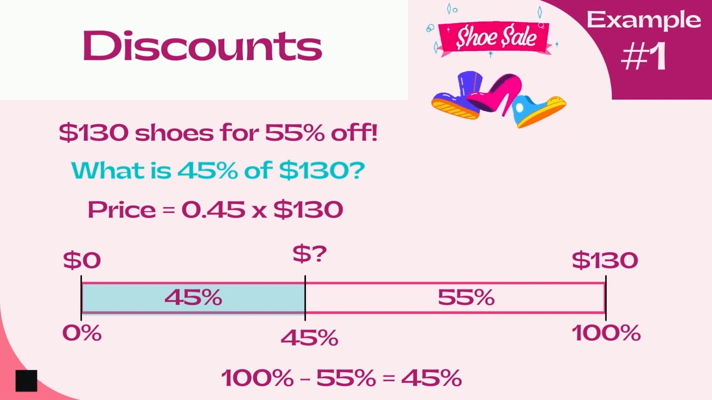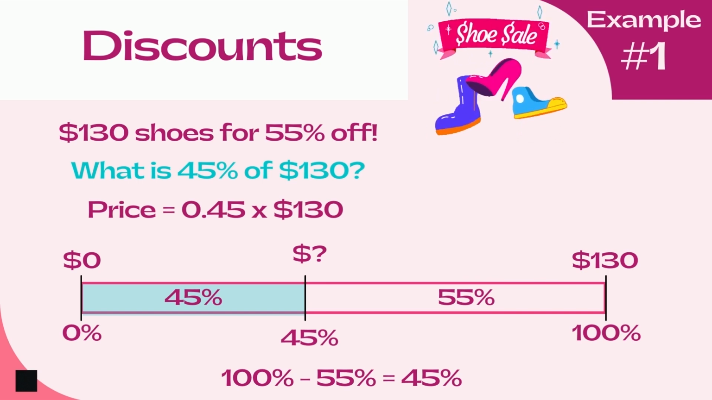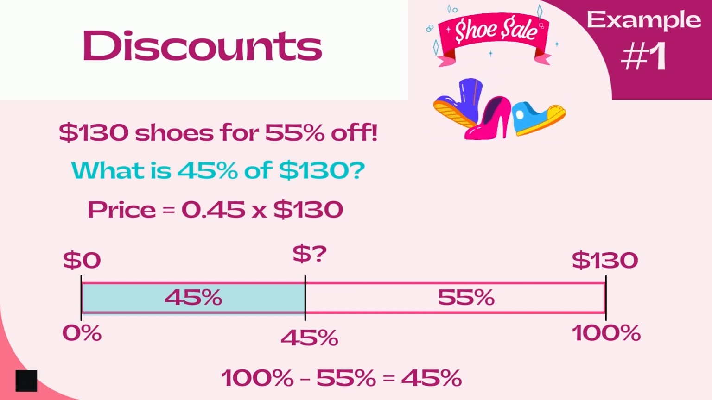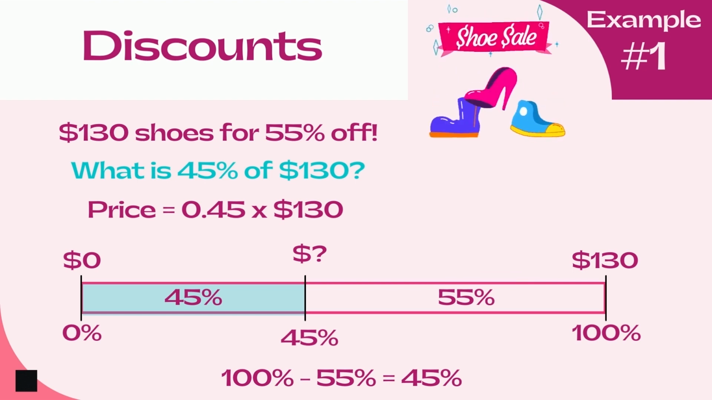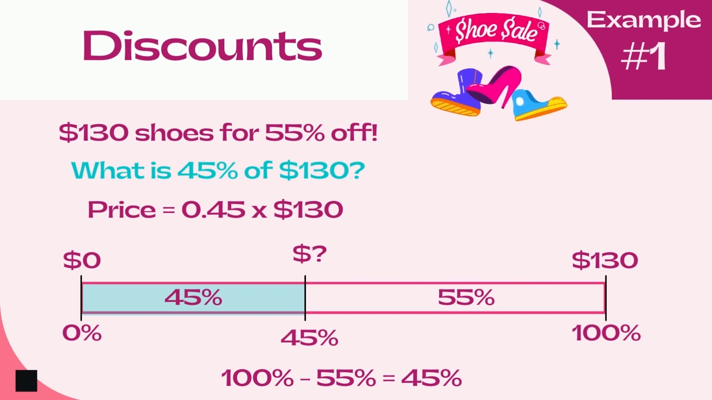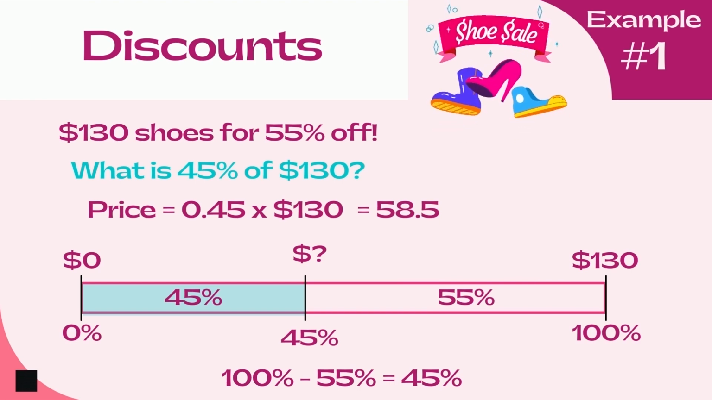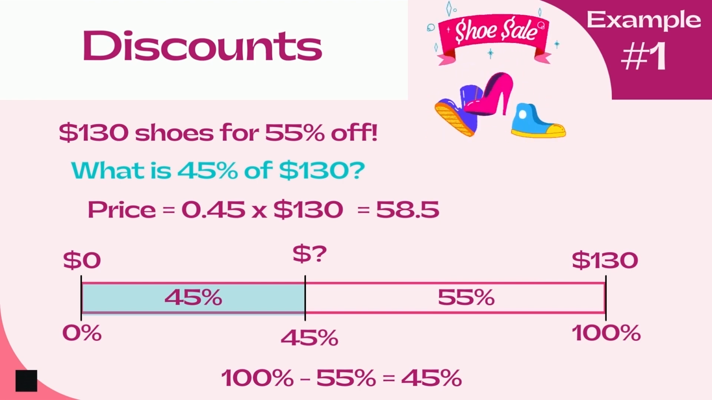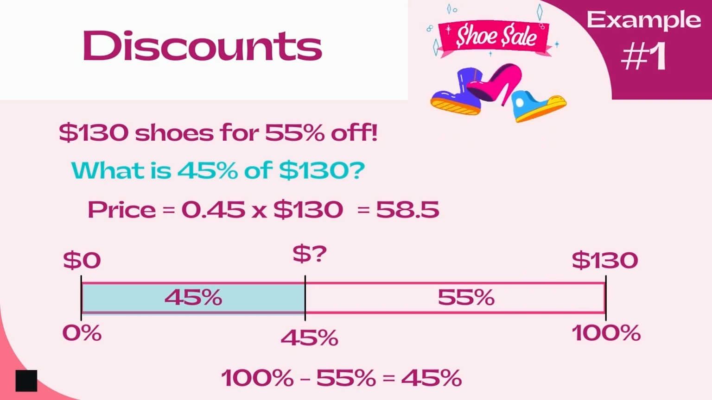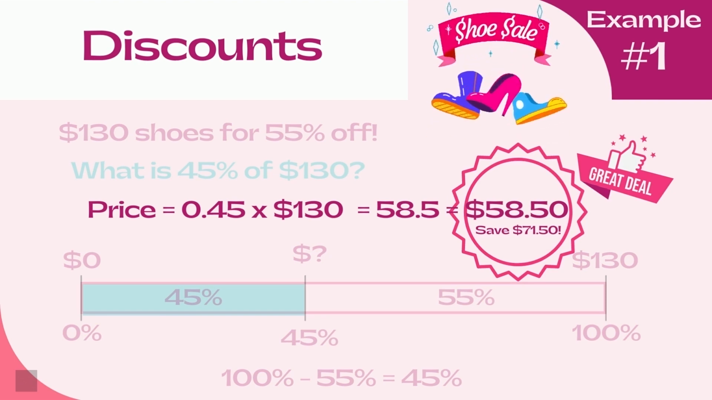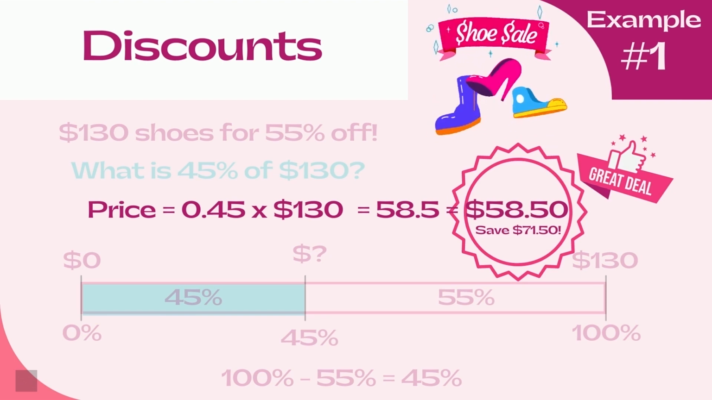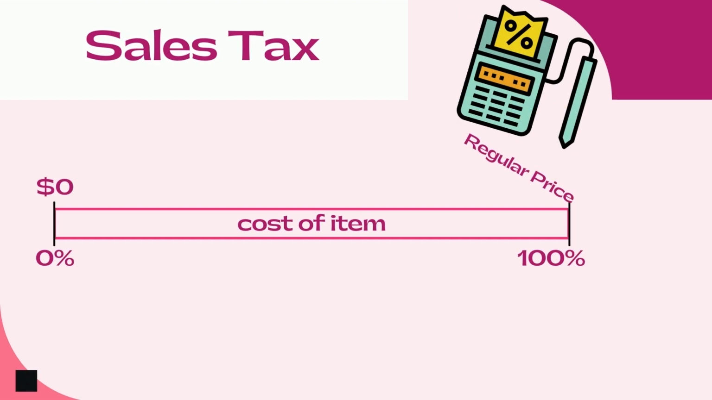There are many ways to figure out the percent of a number, but one way to do this is to multiply 0.45 times $130. Remember, 45% has to be changed to a decimal when you multiply it by the whole. When you multiply that, the calculator is going to say 58.5. But remember, this is money we're talking about, so we need to change this to look like money. $58.50. We saved $71.50. What a deal!